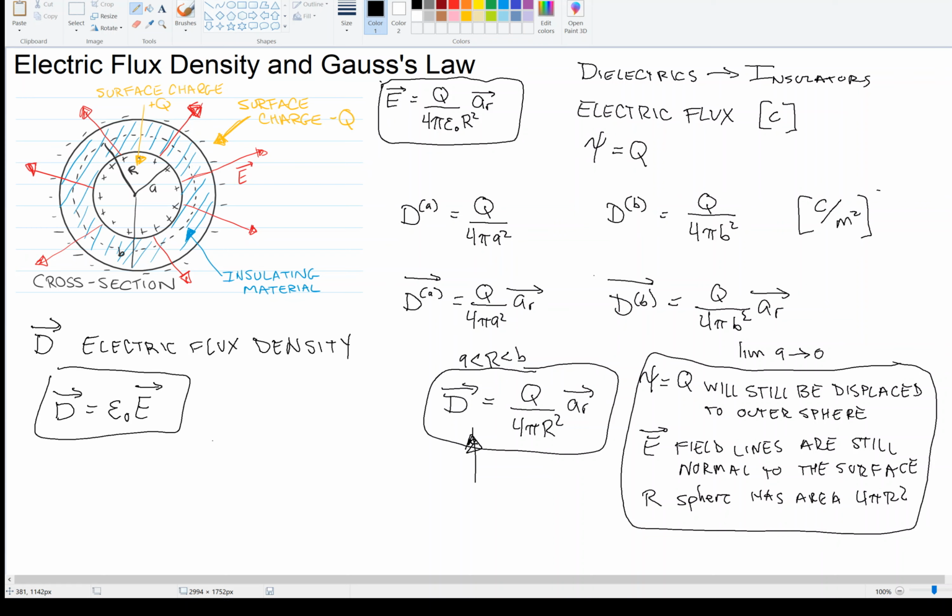And it might seem silly to define a new quantity to be parallel to E and proportional to E. Why don't we just use E? But we like using D, the electric flux density, because of two reasons. One, it's independent of the medium. Let me write that down. I'll explain that in a second. Of the medium.